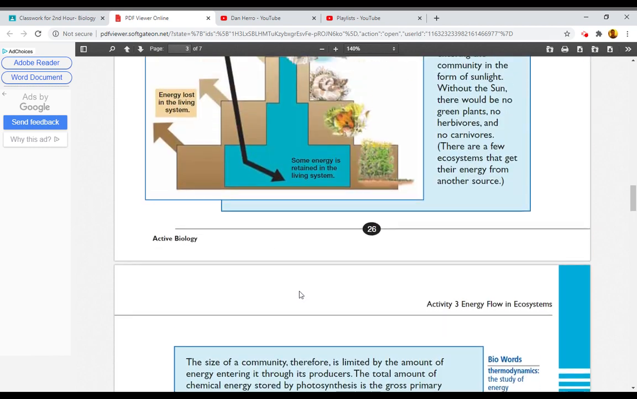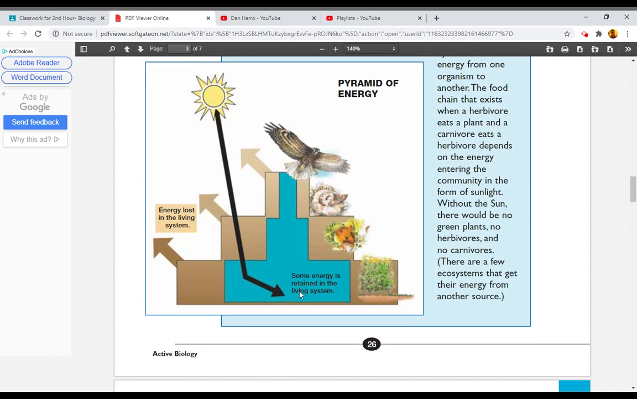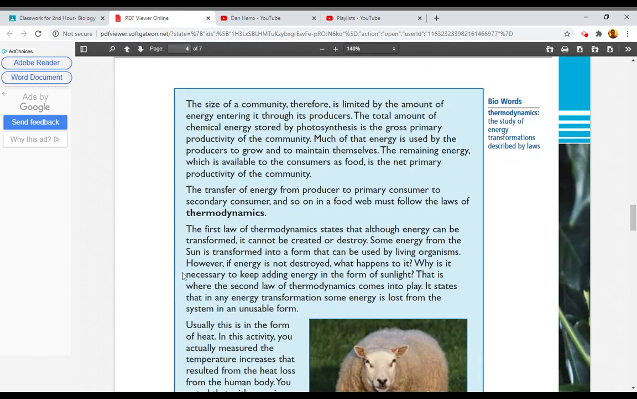And if I scroll back up, they talked about lost energy. So this is the energy lost in the living system. So the sunlight enters. Some energy is retained in the living system, and the energy retained is used by the plants, the herbivores that eat the plants, and then you have the carnivores that eat the herbivores. But throughout that process, there is the energy lost. Okay, let me scroll back down.